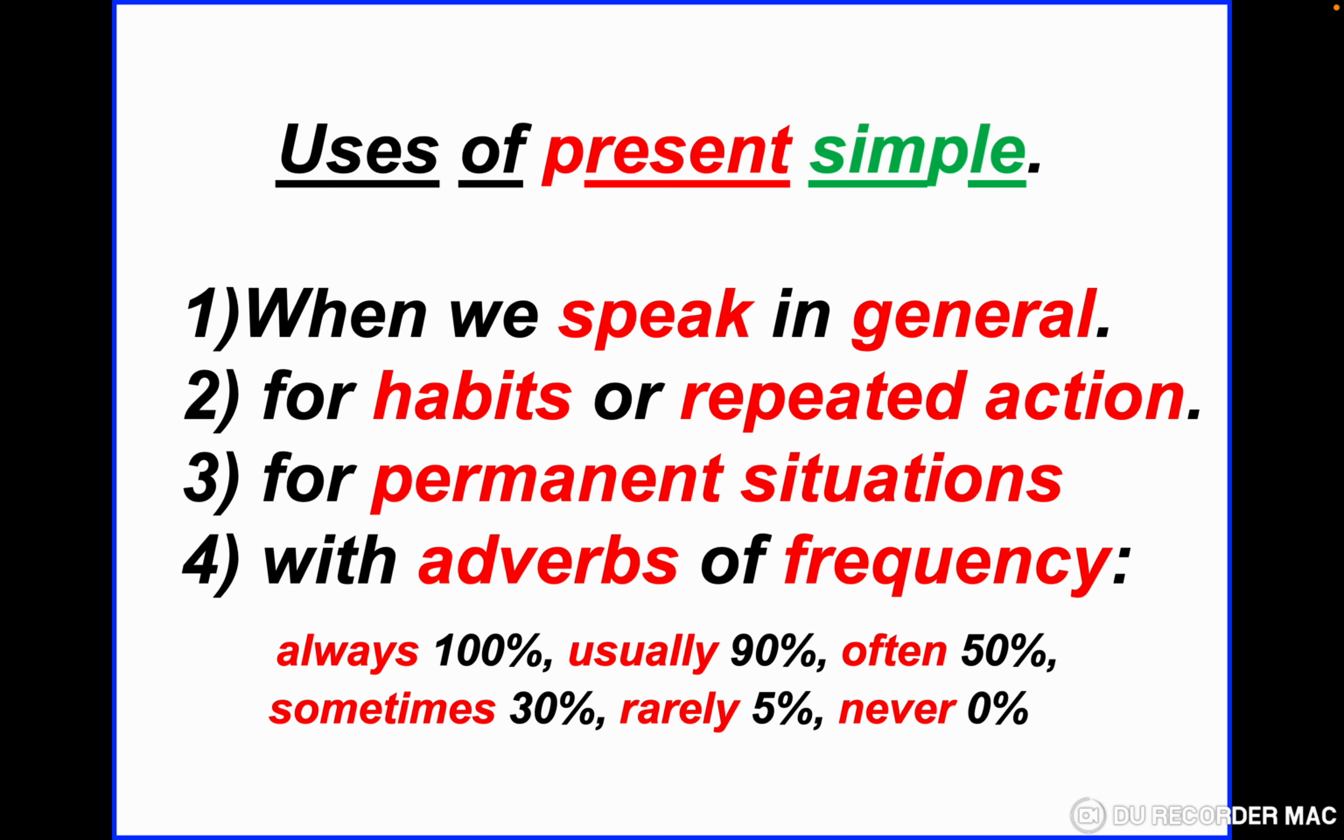For example, I play football. I am speaking in general, but I don't play it now. For habits or repeated action, for example, I have lunch at 1 o'clock. So it's a habit. For permanent situations, for example, I study at university. I live in Spain. And with adverbs of frequency, I always watch TV. I usually watch TV. I often watch TV. I sometimes watch TV. I rarely watch TV. I never watch TV. So these adverbs of frequency, we are going to study them in the future.